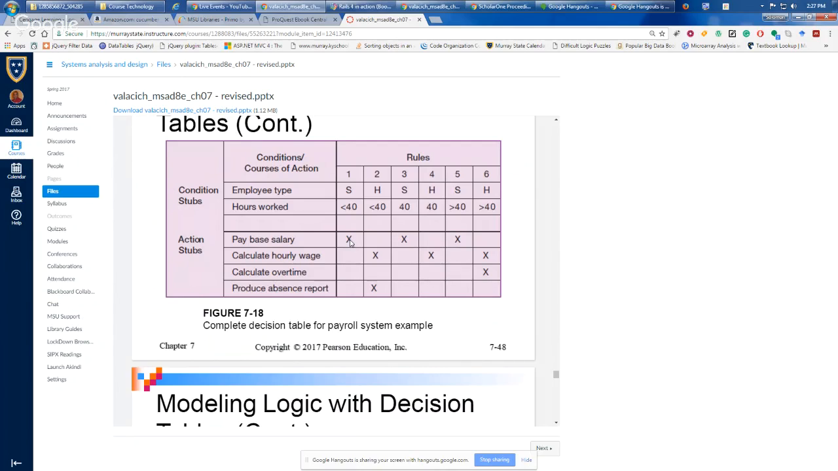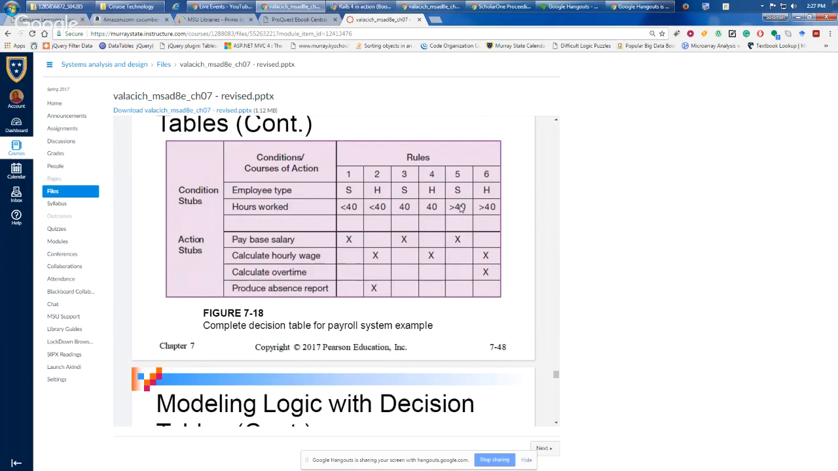a base salary. On the other hand, if the employee is an hourly worker and works less than 40 hours, then the action that will be done on that record will be calculate hourly wage. And also for that employee, we will produce absence report. Now, if the employee is an hourly worker and hours worked is more than 40, we calculate hourly wage and also calculate overtime.